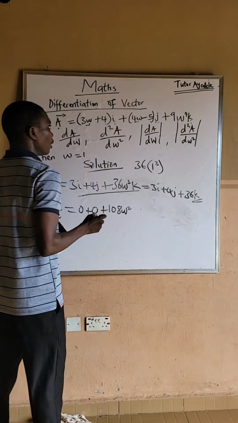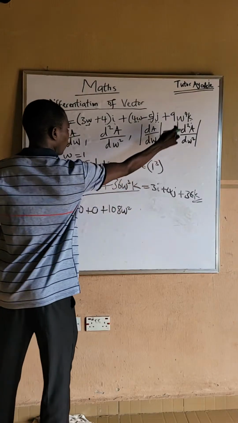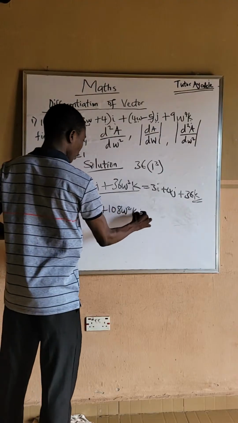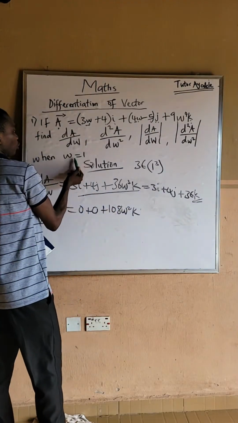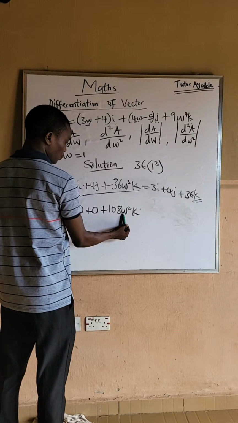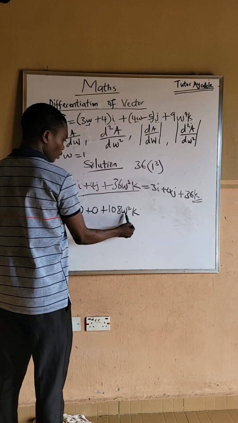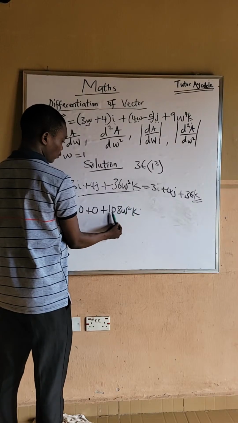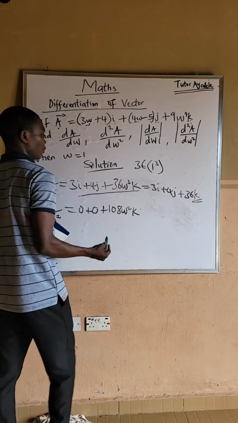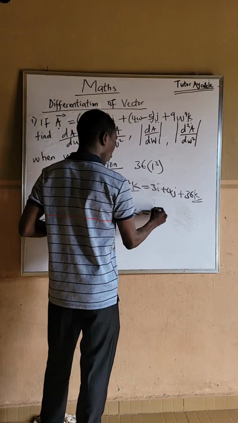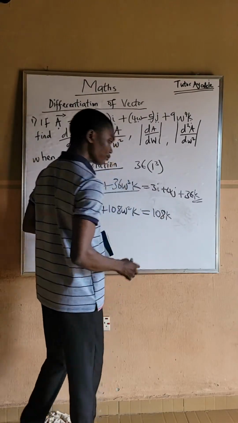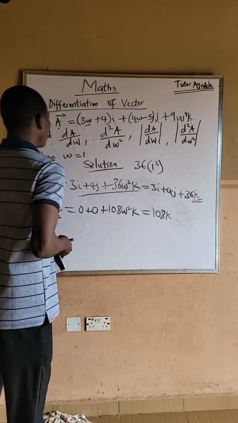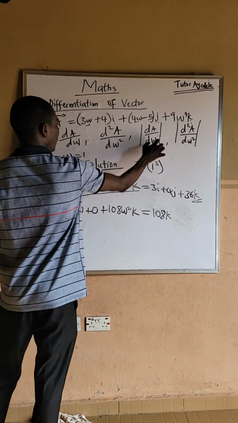Okay? Don't forget to put K. You know, it has K here. Don't forget to put K. Alright. So when W is equal to 1, if I substitute 1 here, what will I have? This will be 1 raised to the power of 2. And 1 raised to the power of 2 will still give me 1. If I use 1 to multiply 108, it will still give me 108. So our answer here is 108K. That's our answer. Alright, so let's look at the next one, which is this.